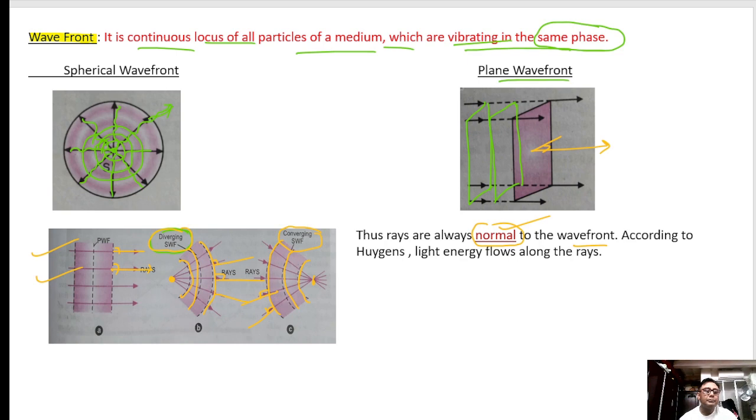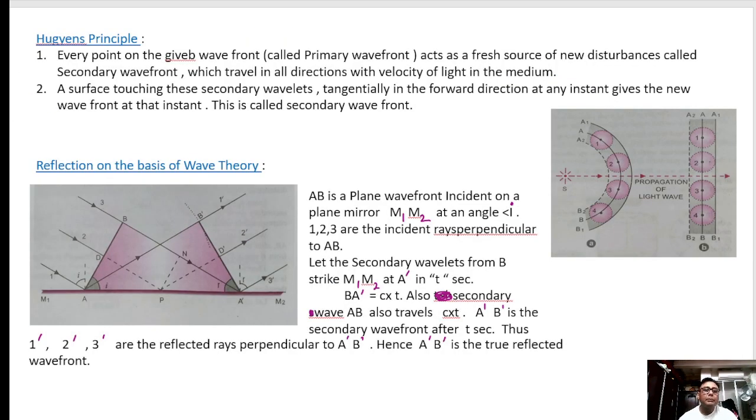Next, let's see. We are now going to study what is Huygens principle. Very important topic.